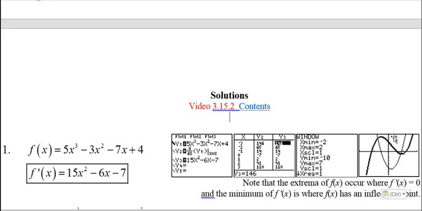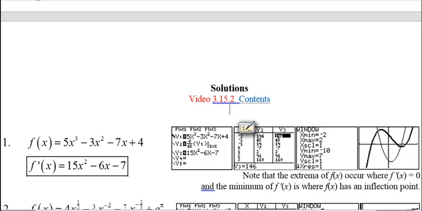Note a couple of things. The extrema of the function happen when the derivative is 0. Both the local maximum and the local minimum happen when the derivative function is on the x-axis. When the derivative is at a minimum right here, if you go straight above that point on the curve, that's where you have an inflection point. Okay, let's continue on here.